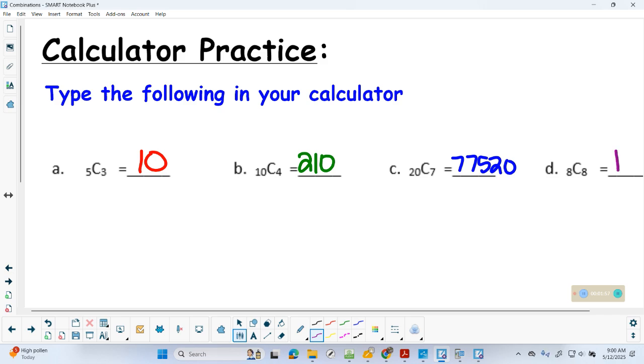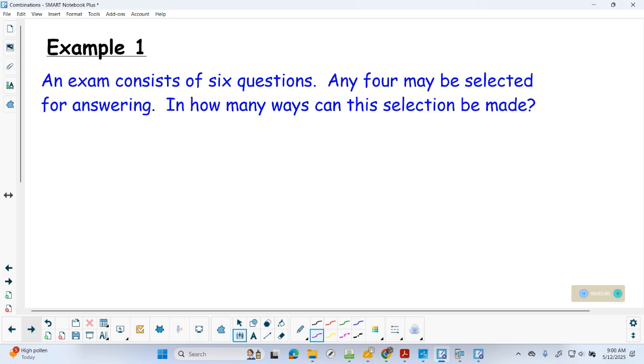All right, as always, little wordy, but the math is easy. So an exam consists of 6 questions. Any 4 may be selected for answering. I mean, really, you should answer them all, but okay, whatever. And how many ways can this selection be made? Does it matter the order that you answer the questions on the test? No. And the reason I talk about this, eventually, at the back, you're going to have to decide if it's a combination or a permutation. Order doesn't matter how we answer the question. So combination, there's 6 total questions, and you are answering how many? 4. Punch it in. That's our answer. 15, done and done.